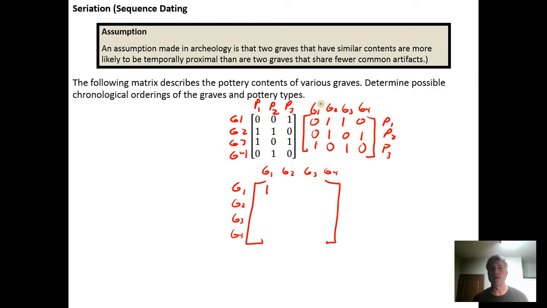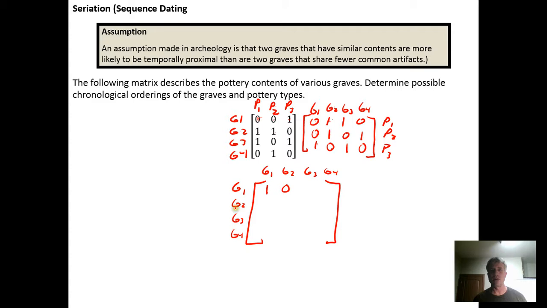So grave 1 dotted with the grave 2 column, we get 0 times 1 is 0. We get a 0 there because grave 1 and grave 2 didn't share pottery type 1. Anytime pottery isn't shared, we'll get a 0 in at least one of the two entries. So we get a 0 saying nothing was in common. So we get 0 times 1 plus 0 times 1 plus 1 times 0 is 0. And what this tells us is that grave 1 had no pottery in common with grave 2.